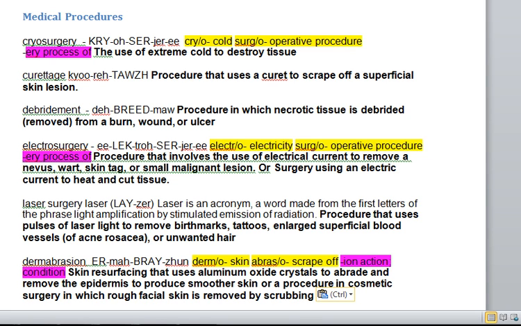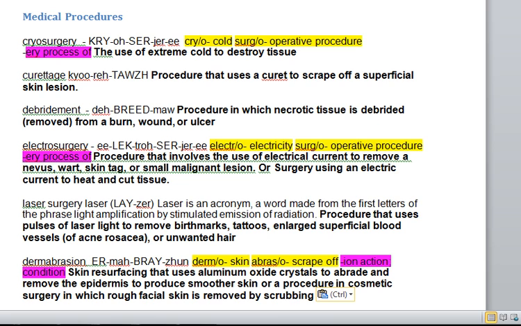Electrosurgery. Electro is electricity, surgio is an operative procedure, and ery is process of. And this is a procedure that involves the use of electrical current to remove a nervous wart, skin tag, or malignant lesion. That seemed a little bit complex, and in this chapter in particular, I find that they get really specific. Like when they put in a definition for biopsy, they say a biopsy has to do with removing a skin lesion in a doctor's office or in a hospital, when actually the definition is broader than that. A biopsy doesn't have to have to do with the skin.